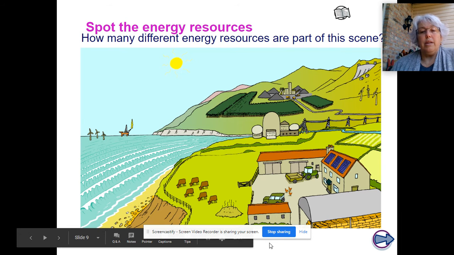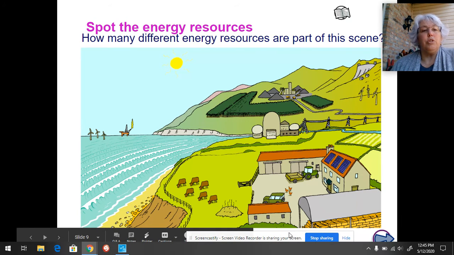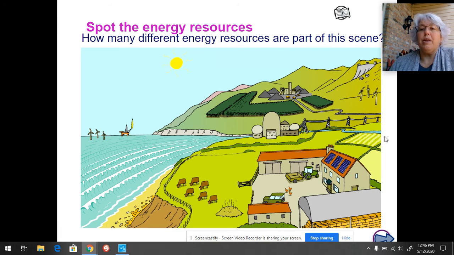Those are kind of the three big ones. And this is just kind of an interesting little diagram that shows a wide range of energy resources. So maybe pause it and take a look around and see if you can identify all of them. Look at that one up there. That's a dam. So if you think about what's behind a dam, that might help you figure out what that energy resource is.